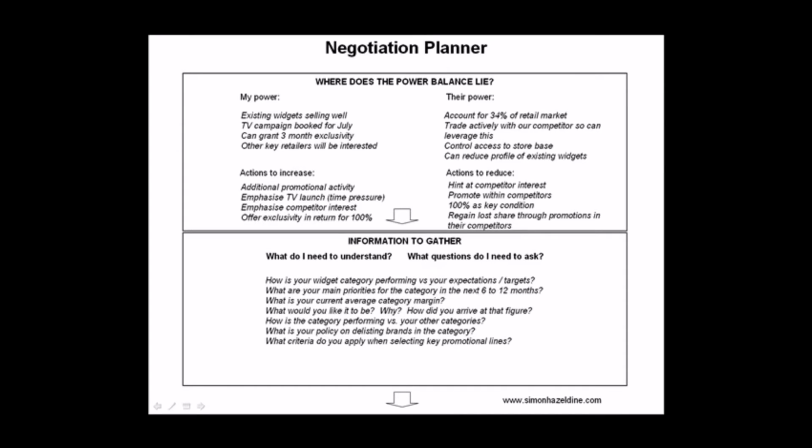So we might ask, for example, how the widget category is performing versus their expectations and their targets. What are their main priorities for the category in the next 6 to 12 months? What's their current average category margin? Where would you like it to be? Why? How did you arrive at that figure? How is the category performing versus your other categories? Is it underperforming or overperforming? What's your policy on delisting brands in the category, and what criteria do you apply when selecting key promotional lines?